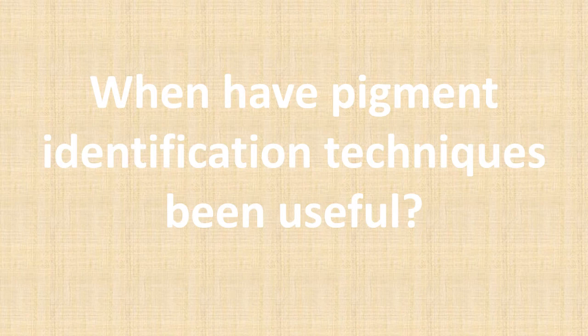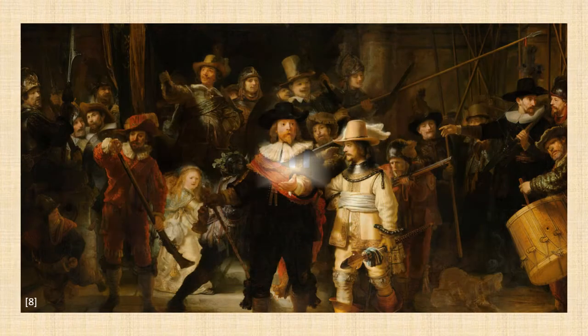Okay, so now let's look at a specific case where using pigment identification techniques to analyse a painting has been crucial in its restoration. This is a 1642 piece called The Night Watch. It was painted by a Dutch painter, Rembrandt, and is one of the most famous paintings in the world.